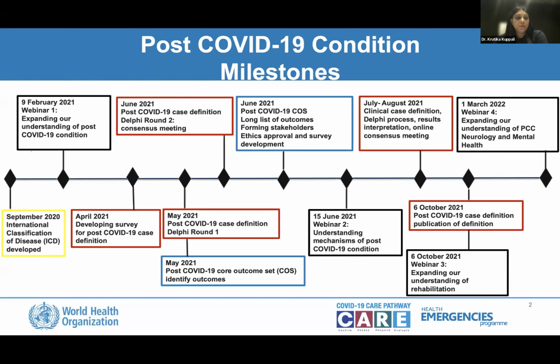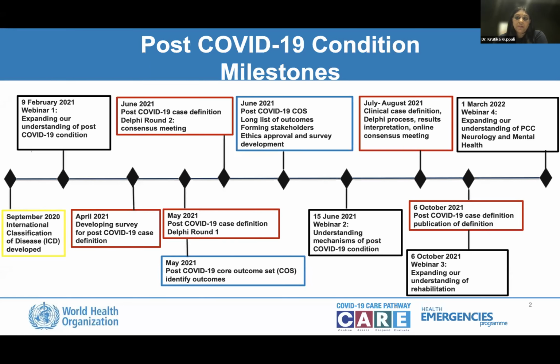Starting in September of 2020, we started by developing an ICD code for post-COVID condition. And then as time progressed, starting in February of 2021, we launched our webinar series focused on the 3 R's: recognition, research, and rehabilitation. Simultaneously, we realized it was really important to develop a clinical case definition for post-COVID-19 condition. We started developing that in April of 2021 and did a 2-round Delphi process with experts and patients around the world. That culminated in us releasing our post-COVID-19 case definition in October of last year.